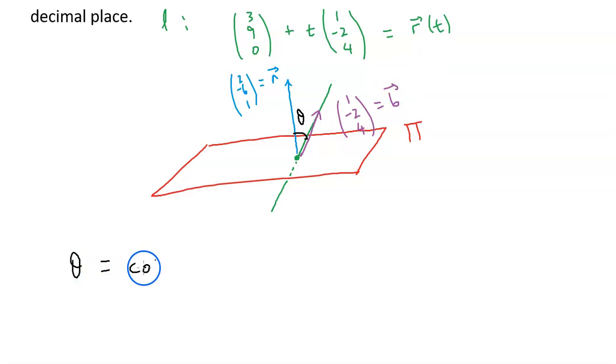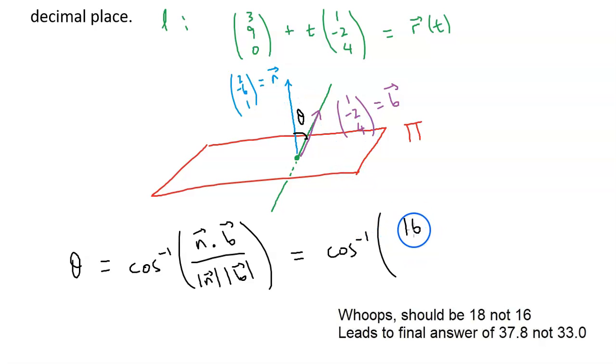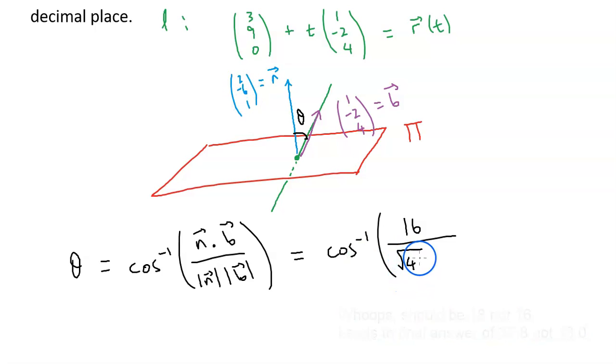So theta is equal to cosine inverse of n dotted with B divided by the length of n times the length of B. So that's equal to cosine inverse, so 2 times 1 is 2, 2 plus 12 is 14, plus 4, so that will be 16, divided by the square root of 2 squared is 4, plus 36 is 40, 41, times the square root of, so this is the length of B we're calculating now, 1 squared plus 2 squared plus 4 squared, 4 squared is 16, plus 2 squared makes 20, so 21.